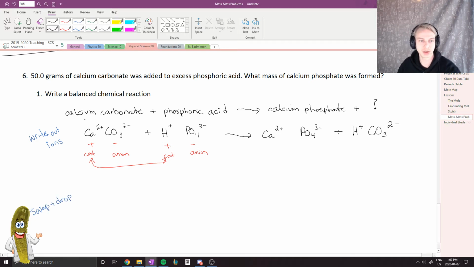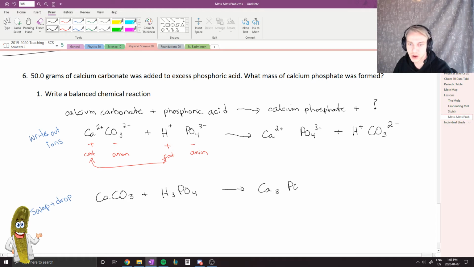And so what that will look like then is we have a plus 2 and a minus 2. I know that that'll just be CaCO3. We have an H with a plus 1. The phosphate here has a negative 3. So this will become H3PO4. Reaction arrow. With the calcium phosphate, we have a plus 2 and a minus 3. So I would know that the plus 3 would come down here.